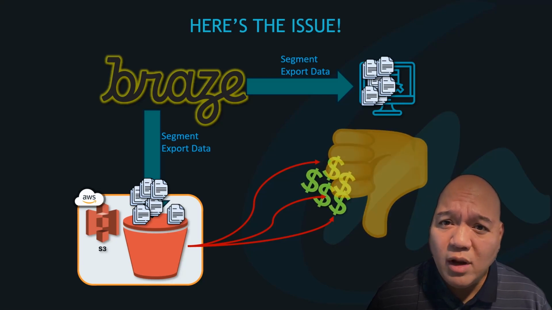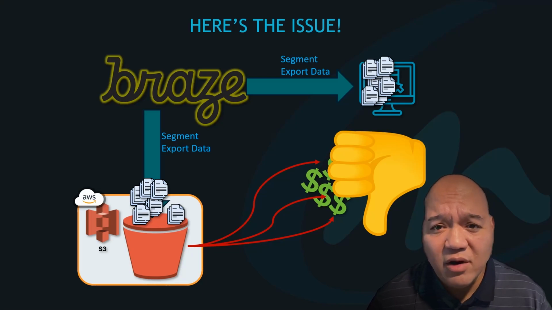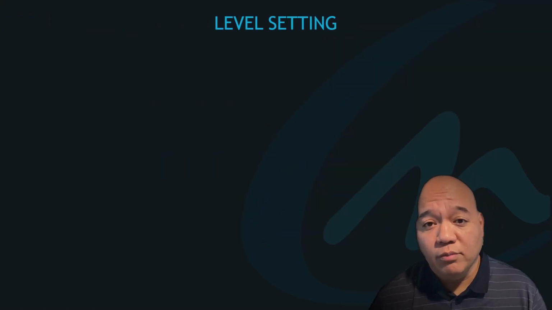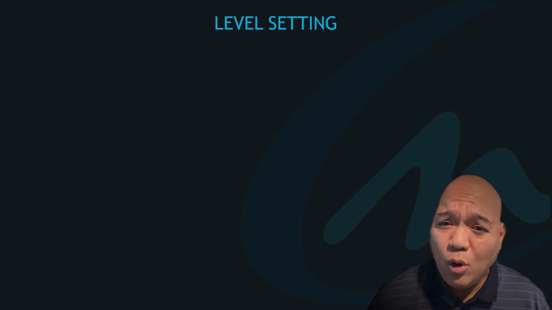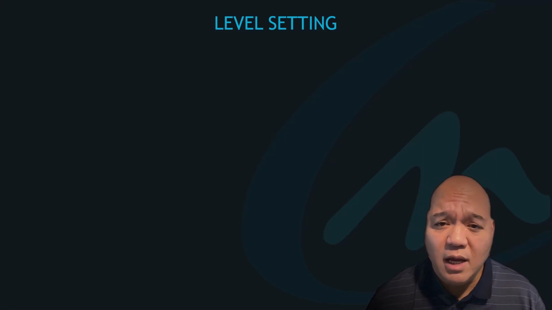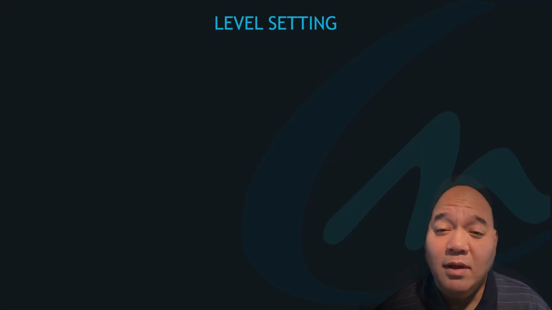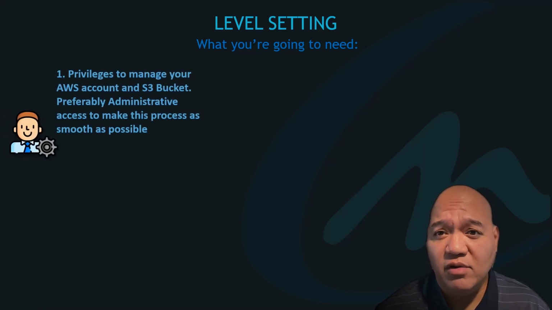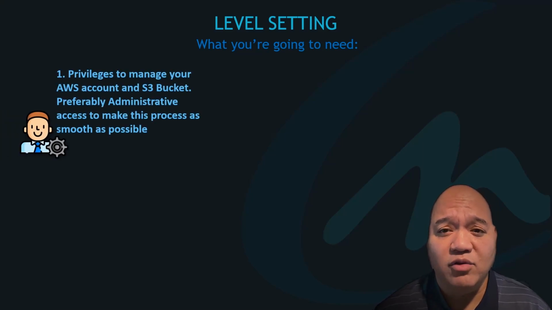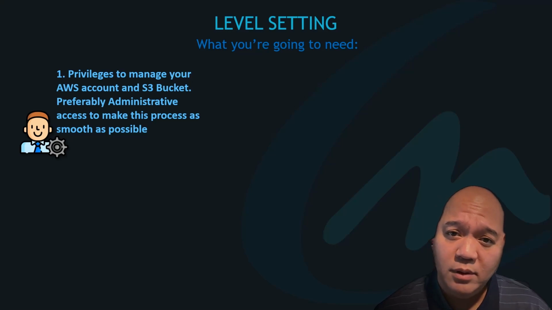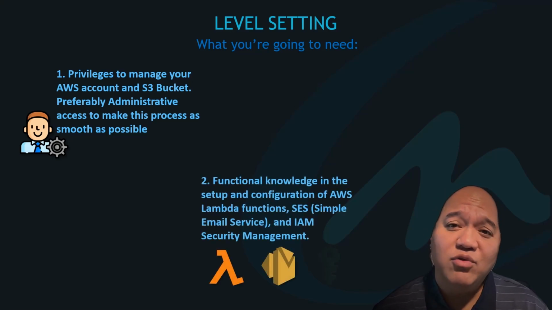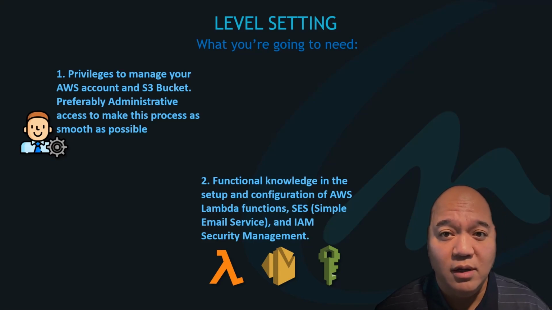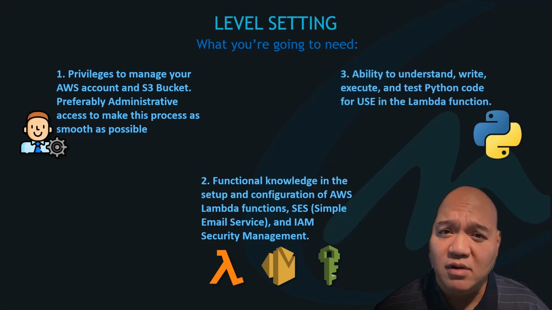Knowing this, here's a quick guide on how to manage these unnecessary costs through AWS storage management. Now, full disclosure, to avoid making this video over an hour long, I'm only going to provide the high-level steps for this process. So let's outline what you'll need to get this done. 1. Administrative access and S3 know-how to manage the bucket attached to your target Braze application group. 2. Enough to be dangerous knowledge in AWS functions like SES, Lambda, IAM security. And 3. Python development skills.